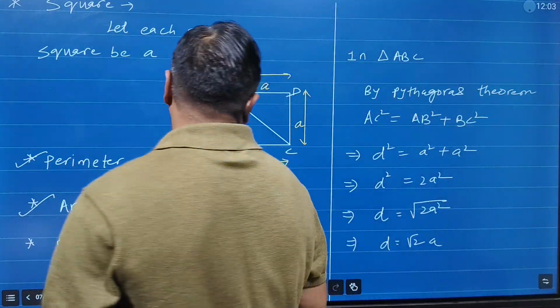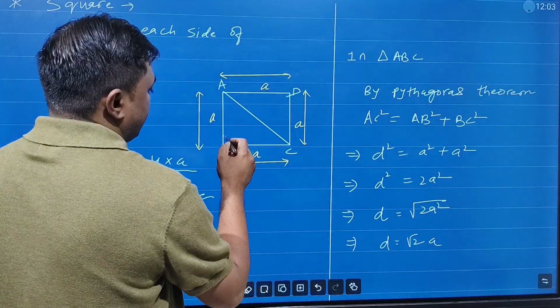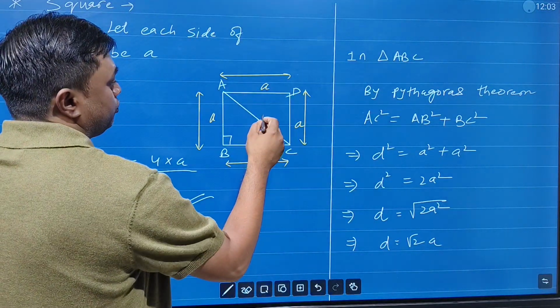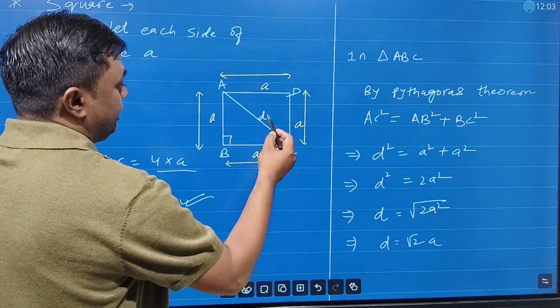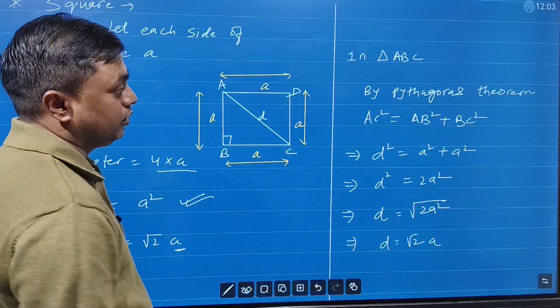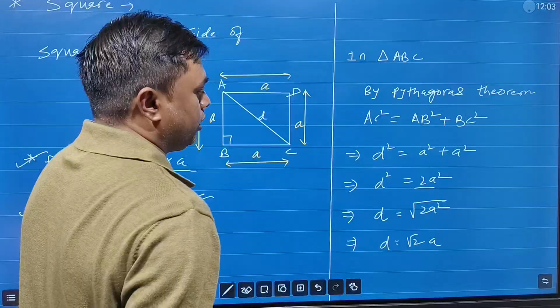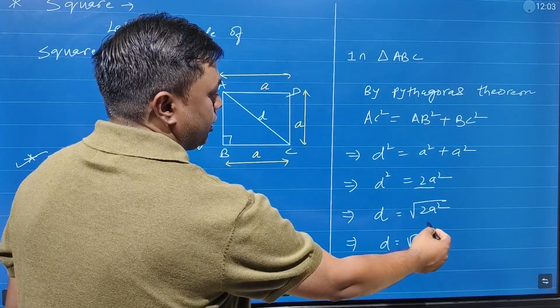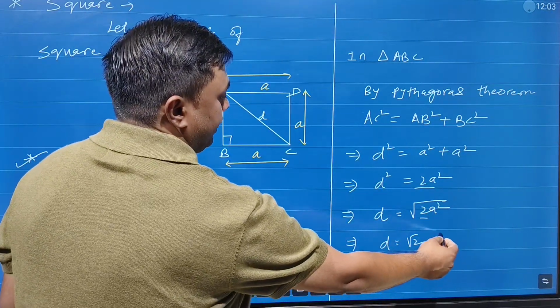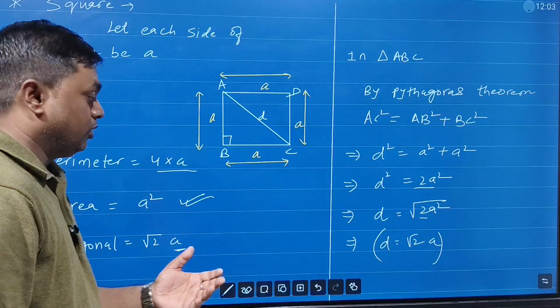Okay, so the same way you can do ABC in this triangle. Apply the Pythagoras theorem to find the diagonal length. So d square is what? A square plus A square. So we can write d square is equal to A square plus A square. So d square is 2A square. So d is what? Square root of 2A square. So root 2 into A. Am I clear? Okay.